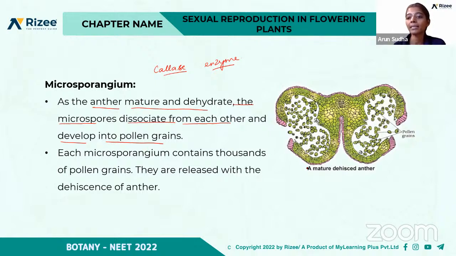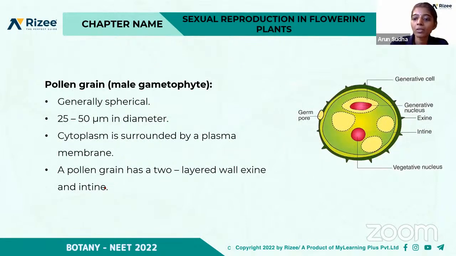This shows the dehiscence of the anther, a mature dehisced anther. Here they release the pollen grains. Each microsporangium consists of thousands of pollen grains, which are released with the dehiscence of the anther. They burst out and release the pollen grains, right? And now we'll see the next part. Are you clear with the structure of the microsporangium, and any doubts on that? Clear, right?